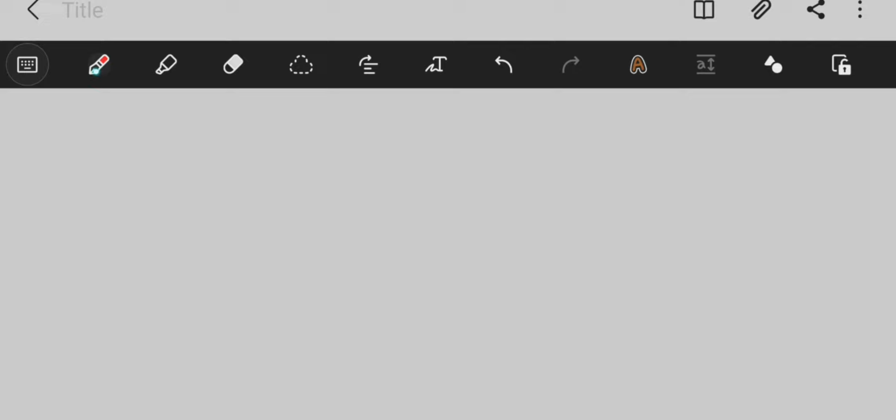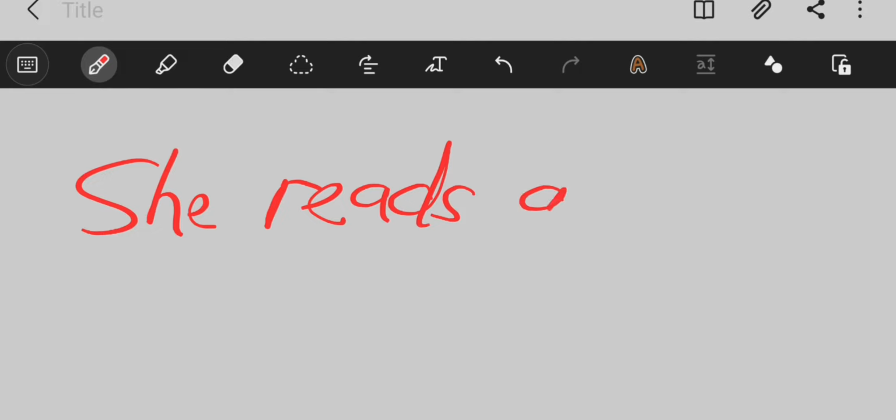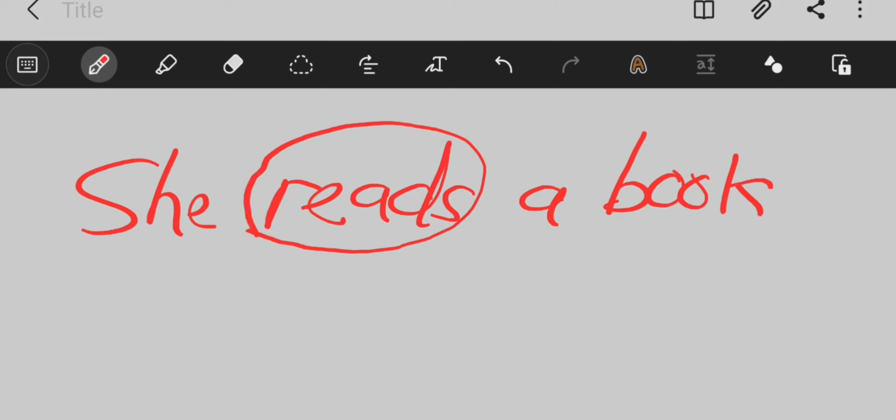Another example it gave was, I jump, I think. Right. She reads. Okay, she reads a book. Let's go with she reads a book. See, by now you should be able to pinpoint that the verb in the sentence is reads.